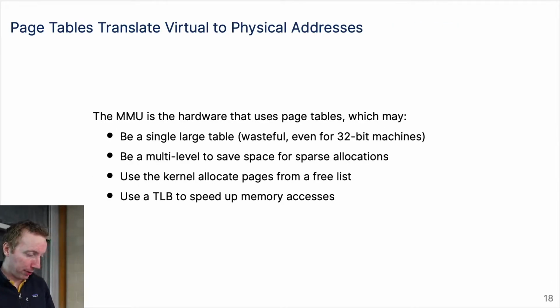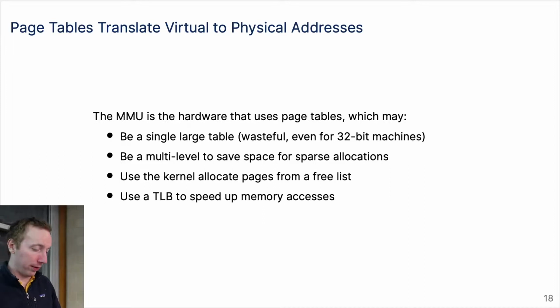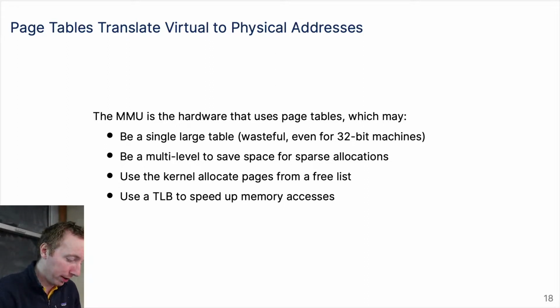But at the core of it, all page tables do, no matter if you have a single level or multiple levels, is translate virtual addresses to physical addresses. So the MMU is the hardware that uses page tables, and depending on what it uses, it may just use a single large page table, which is going to be fairly wasteful. Even for 32-bit machines, the megabytes can add up very quickly. But especially for a 64-bit machine where they can be gigabytes, they're kind of a non-starter.